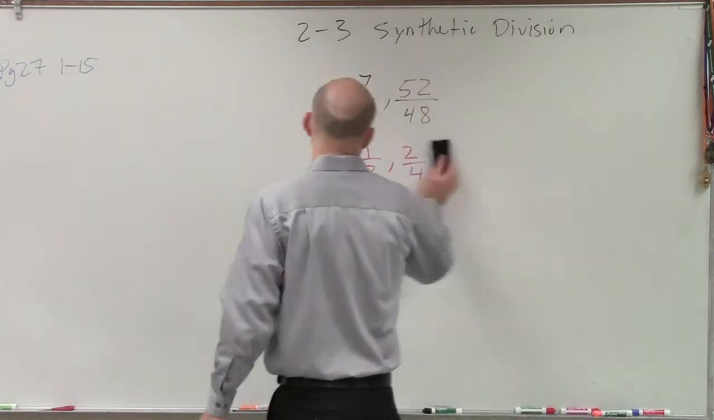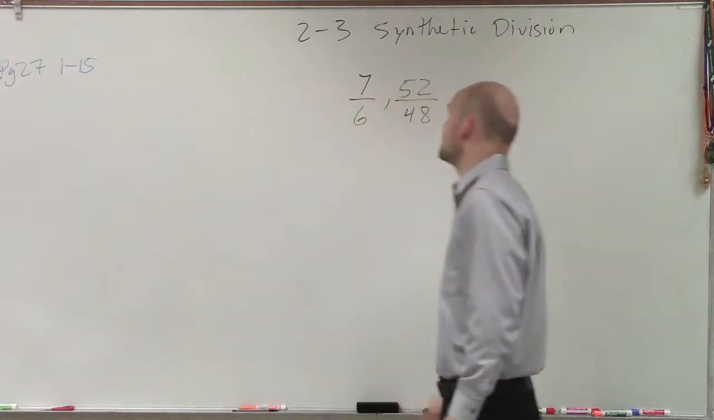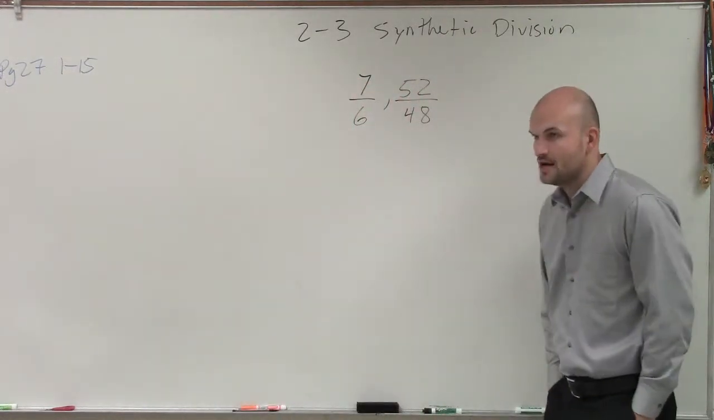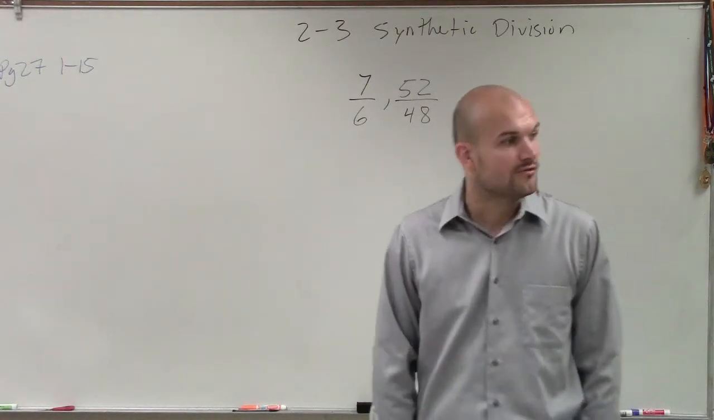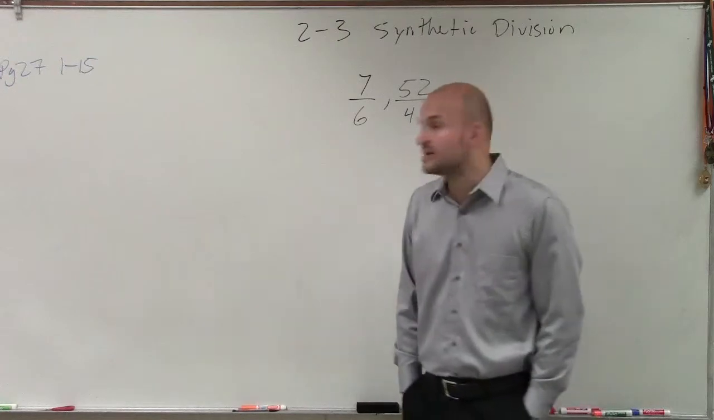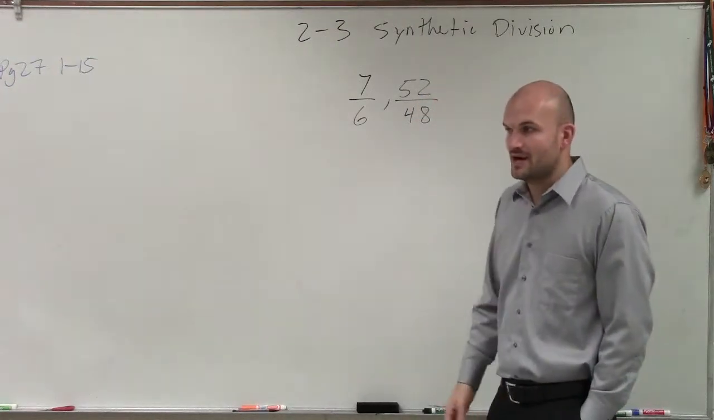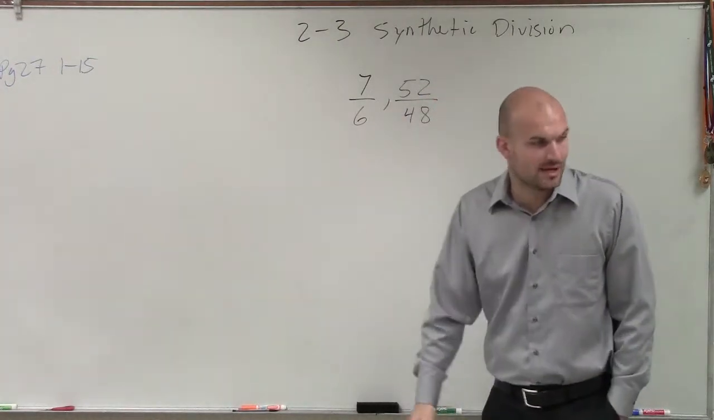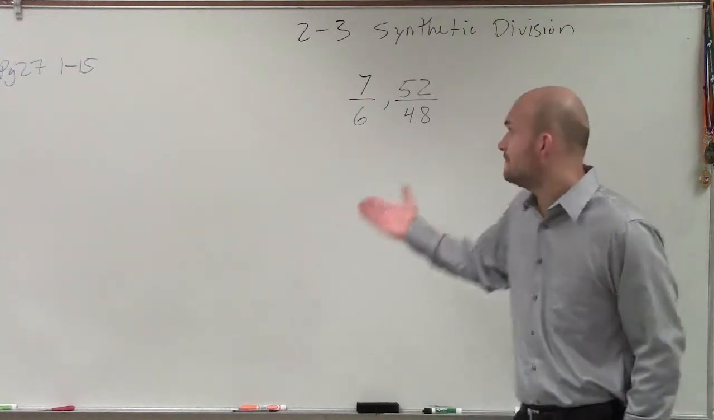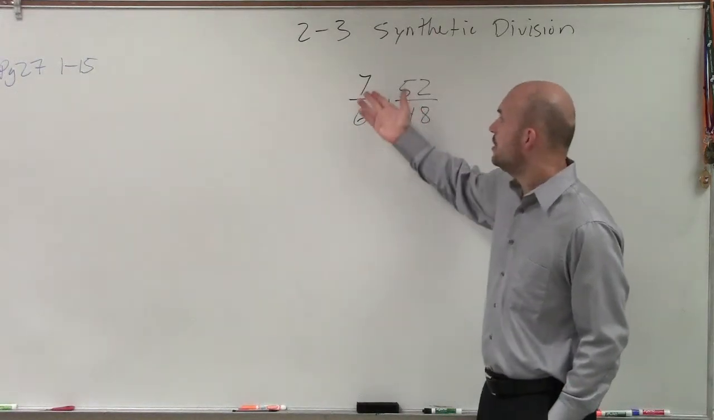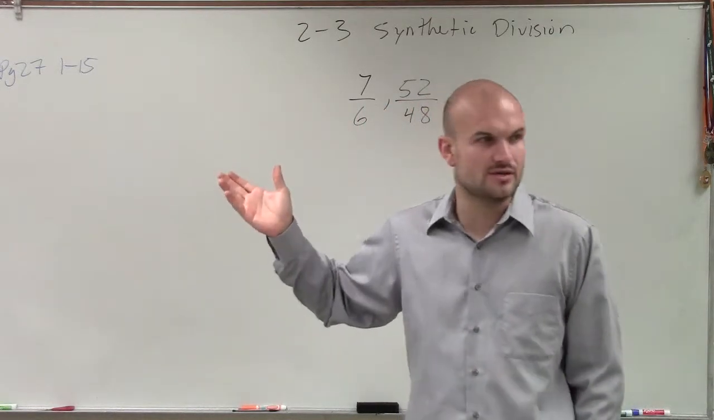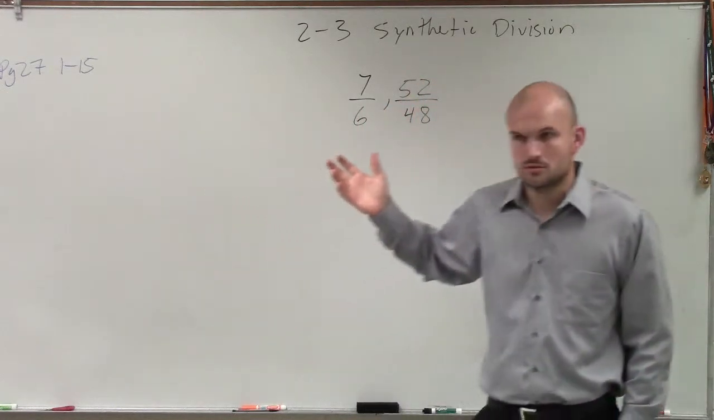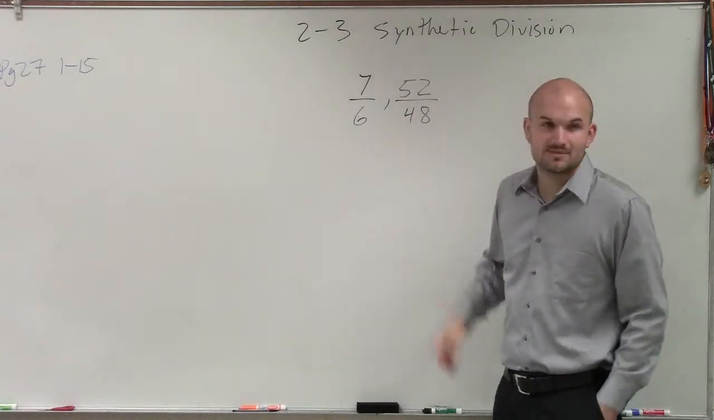So what we need to do to determine if 7/6 and 52/48 are equivalent is see whether we can multiply by an equivalent fraction or divide by an equivalent fraction and obtain the exact same value. I usually like to do multiplying rather than division. If I wanted to multiply, is there a number I can multiply 7 by to get to 52? No. Is there a number I can multiply 6 by to get to 48?